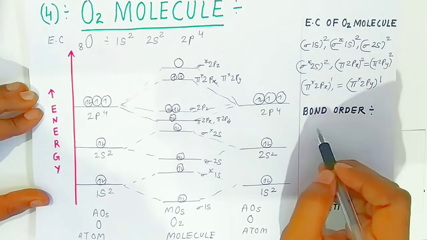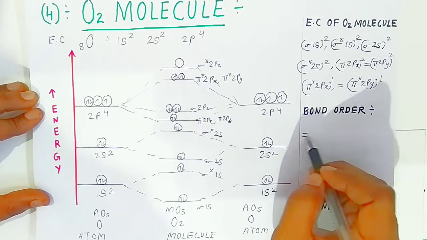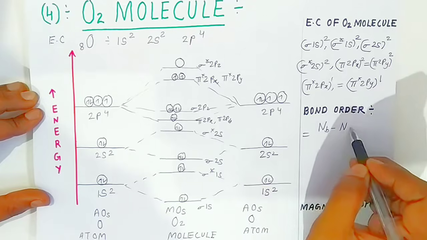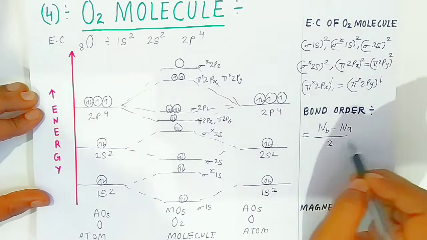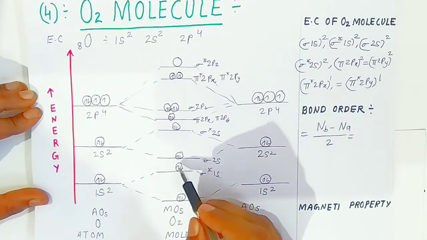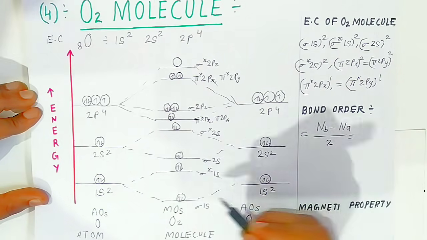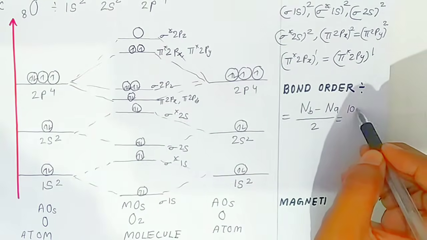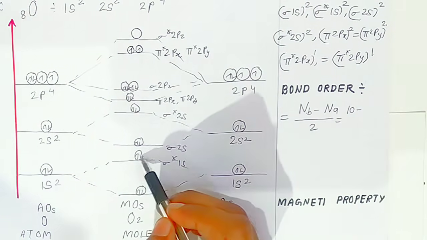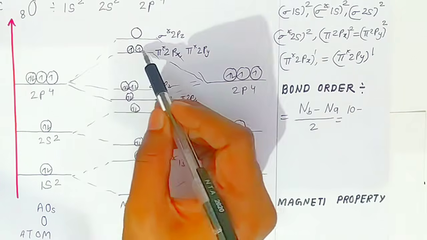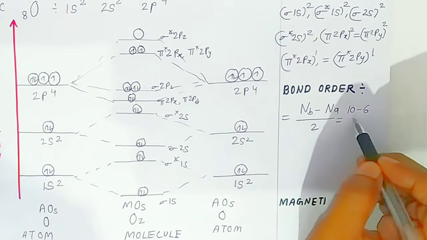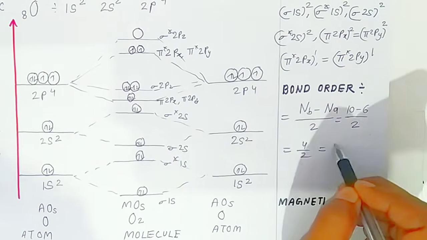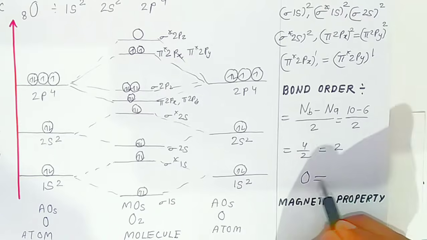So when you write down the bond order, bond order is equal to the number of electrons present in bonding minus the number of electrons present in anti-bonding, and you have to make it half. When you count the electrons in bonding, you will find a total of 1 2 3 4 5 6 7 8 9 10 electrons. In anti-bonding, 1 2 3 4 5 6 electrons are present, and make it half. So you are getting 4/2, that is 2. That means the oxygen molecule has a double bond.